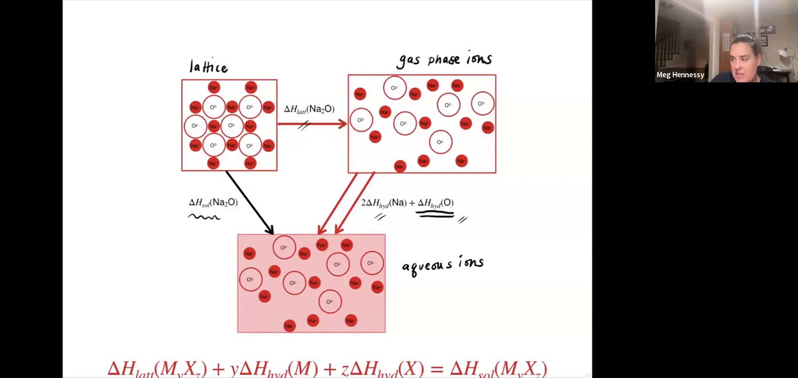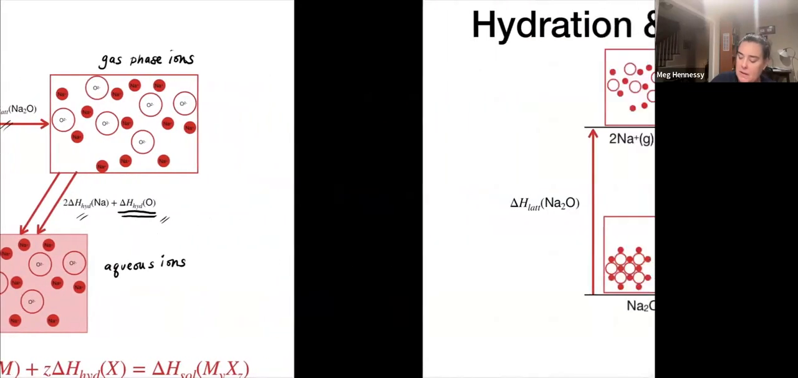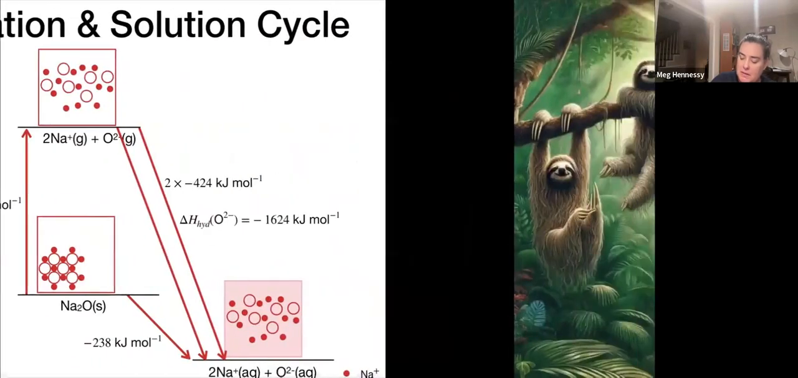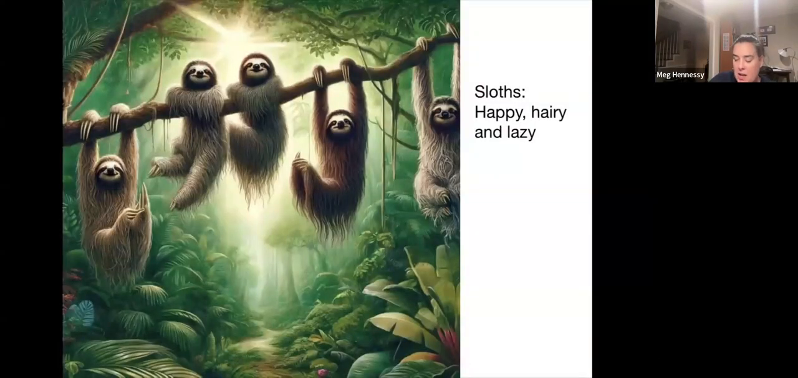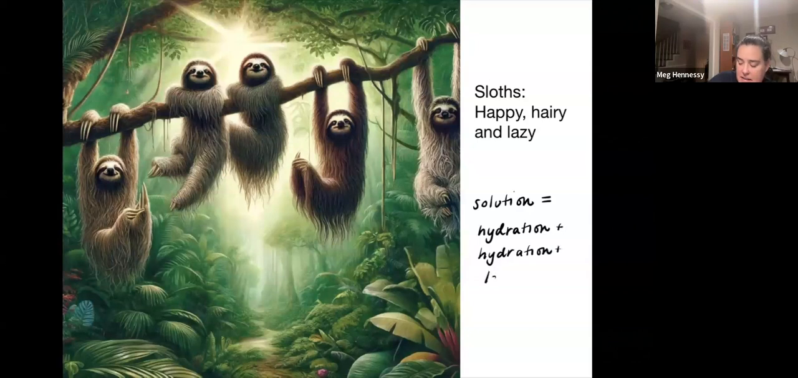And then one more time, I have a silly mnemonic to help you with this. But you know, it's a few pages away. This is my favorite one. Sloths, happy, hairy, and lazy. And so what that's supposed to convince you of is that the enthalpy of solution, S for sloth, is equal to the enthalpy of the hydration of the anion and hydration of the cation and the lattice.